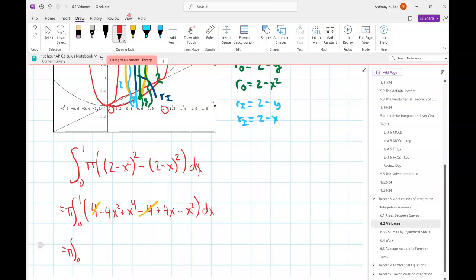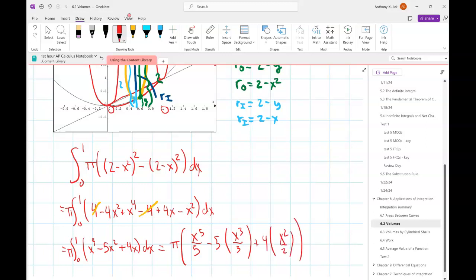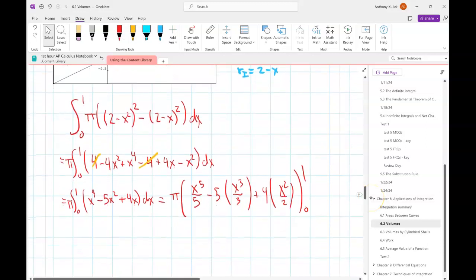Oops. Let's sneak that pi in there. So what do we have here? We have x to the 4th minus 5x squared plus 4x dx. So we'll do our antiderivative. Still got that pi out front, so I'm going to have x to the 5th over 5 minus 5 times x cubed over 3 plus 4 times x squared over 2 from 0 to 1. And that's lovely because, well, I know when I plug the 0 in, everything just goes away.